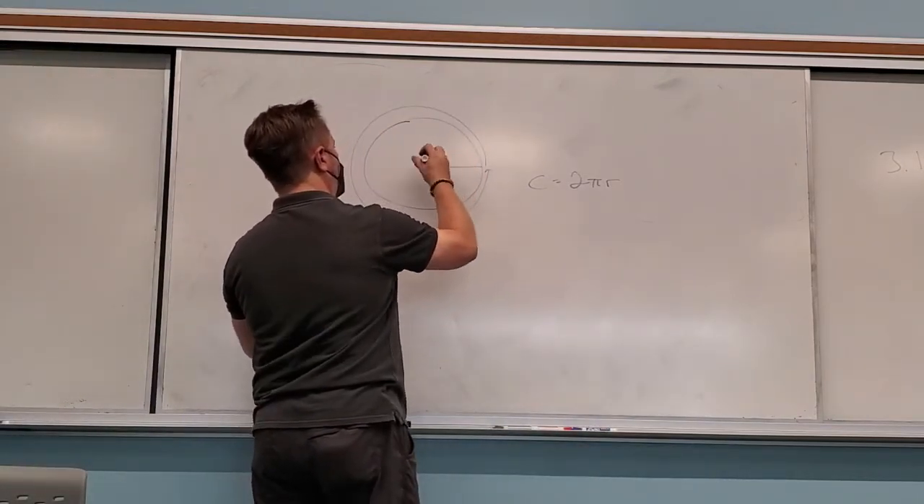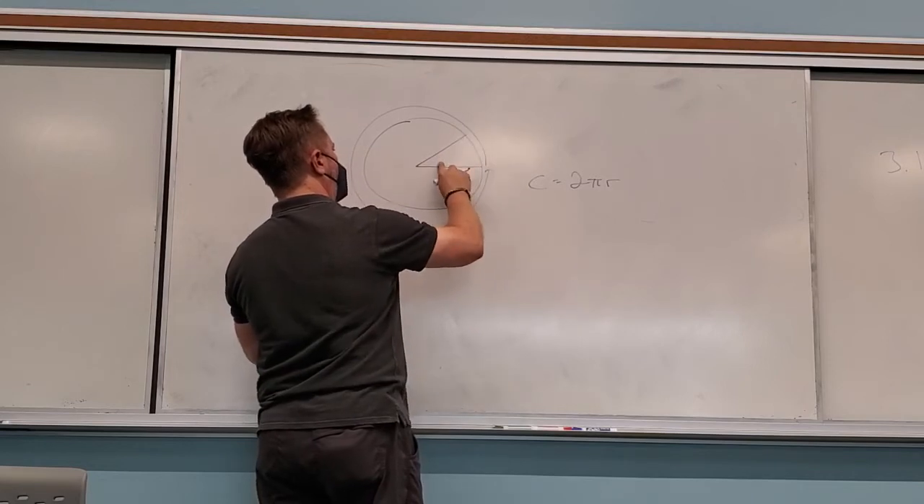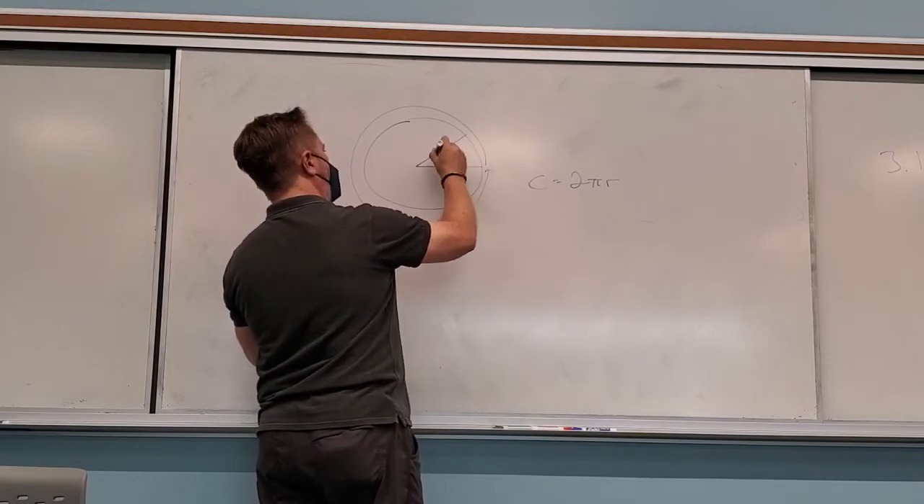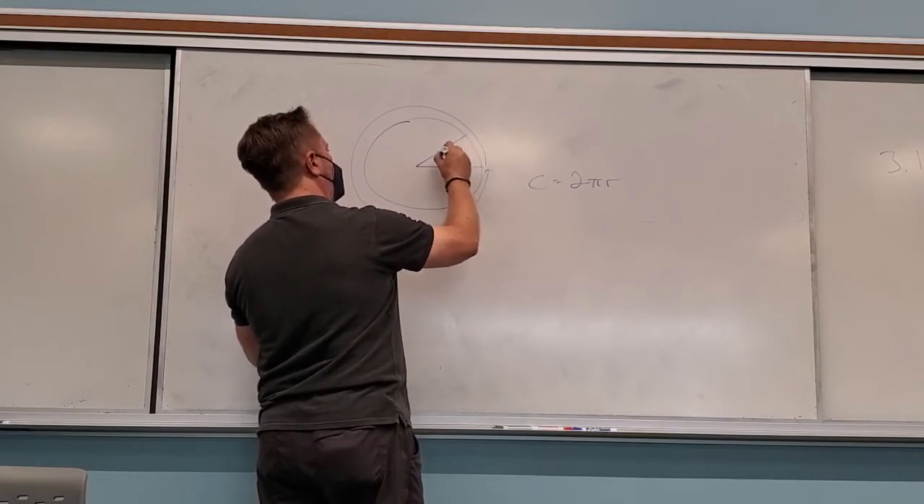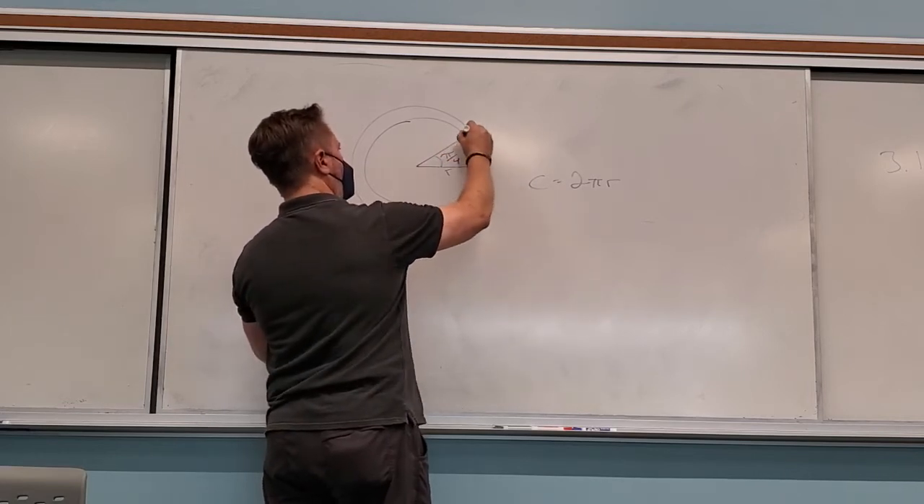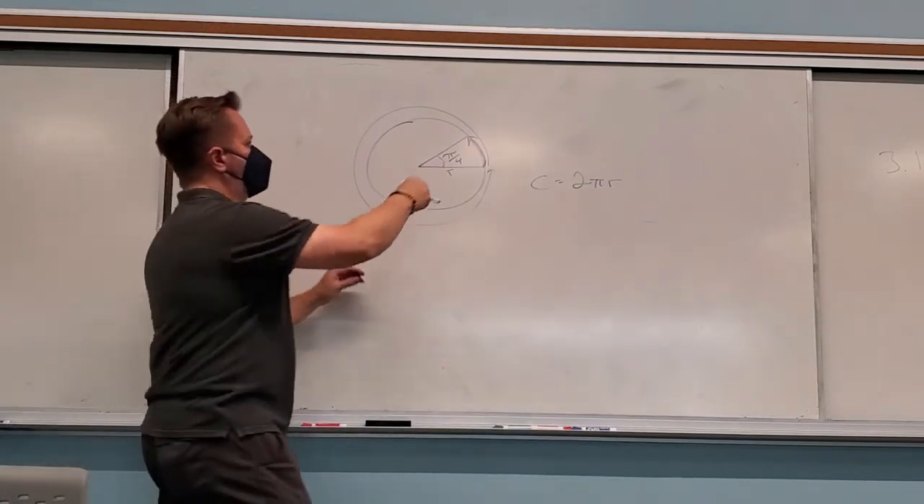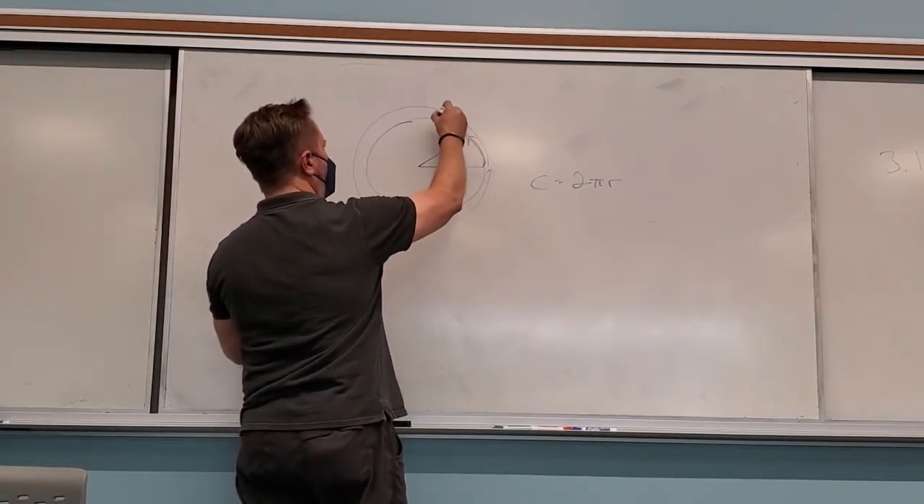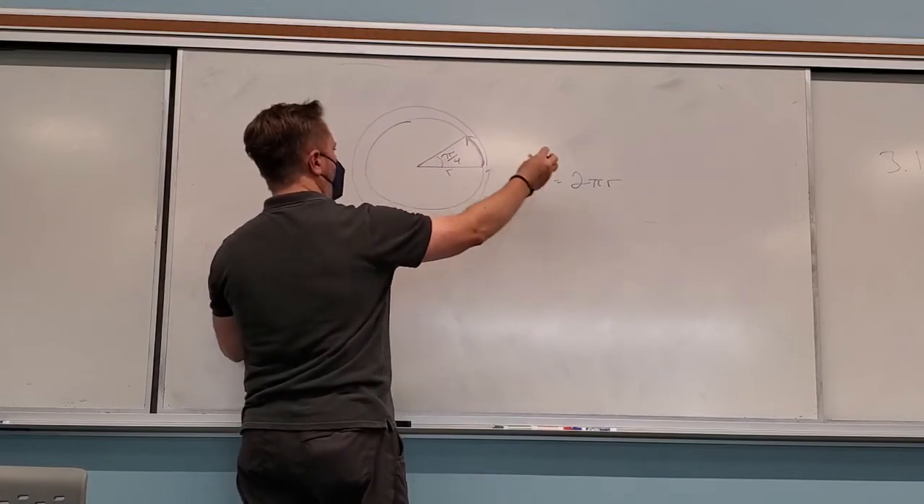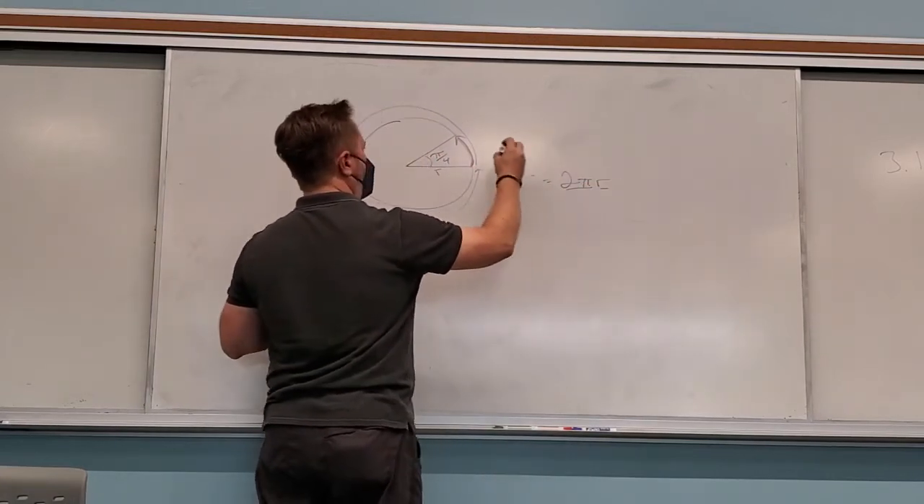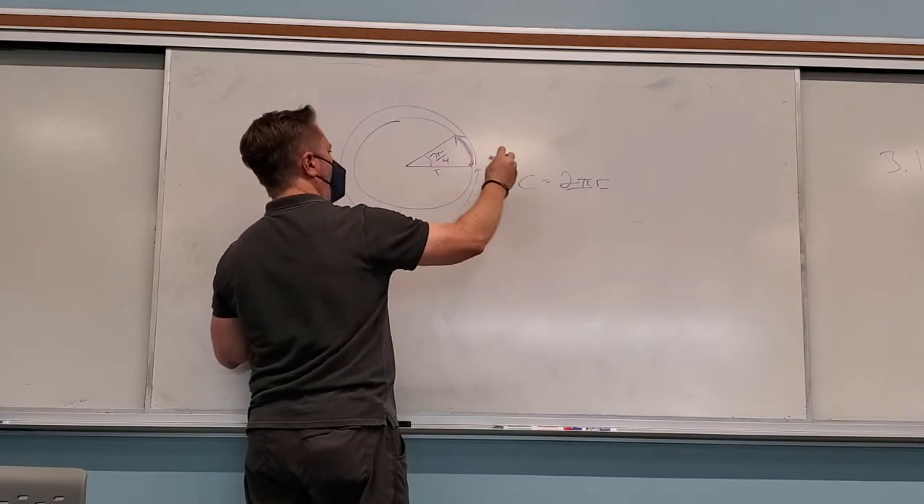So then I might say, what if I'm here and this angle is pi over 4? How long is this? I want to know this length. So the length around the whole thing is 2 pi r. What would this length be?